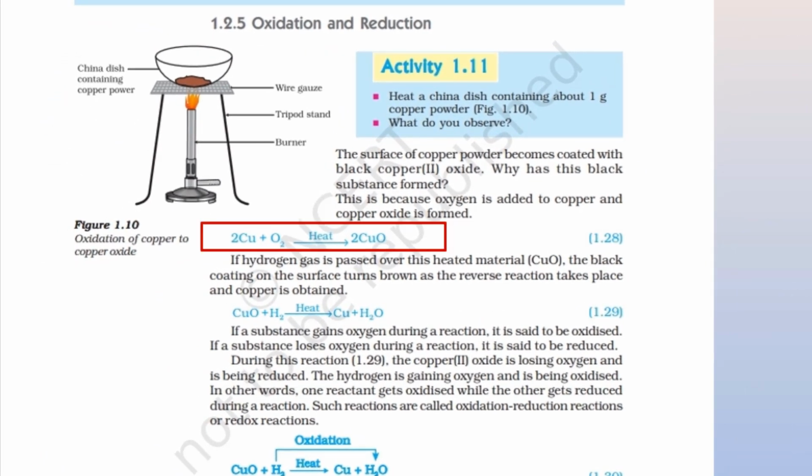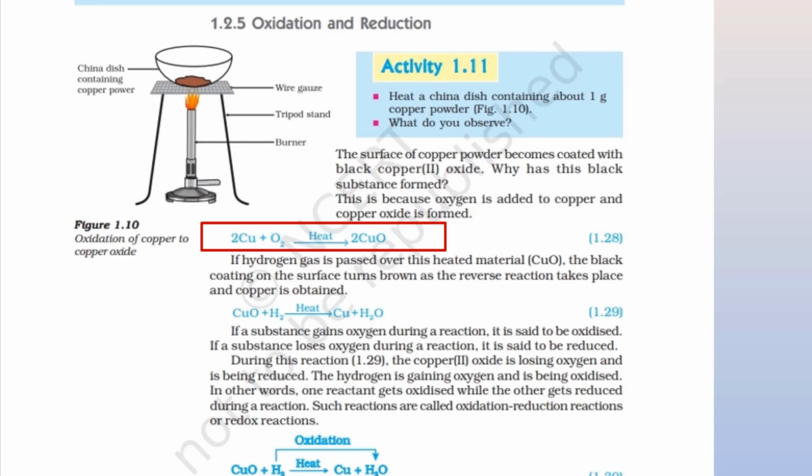Look at the chemical reaction that's given in your textbook. 2Cu, that is copper, when heated, turns to copper oxide. A small amount of copper is taken in a china dish and it's heated in the Bunsen burner. The result is the formation of copper oxide.